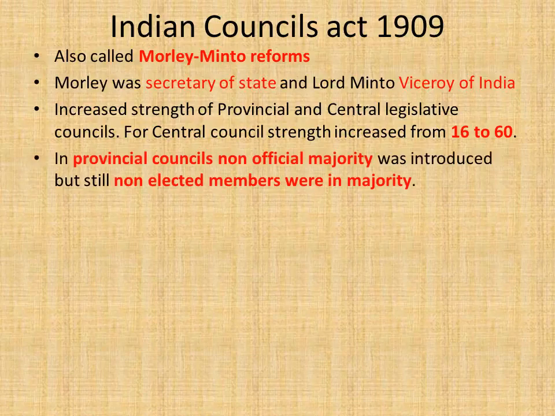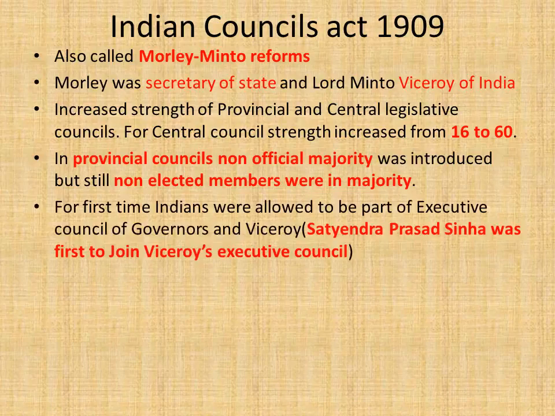In the provincial councils, a non-official majority was introduced, but still non-elective members were in majority. So you could see over here that the non-officials were increased in number, but they were still being nominated, and the elective members were very few. So the non-elected members were still in majority.